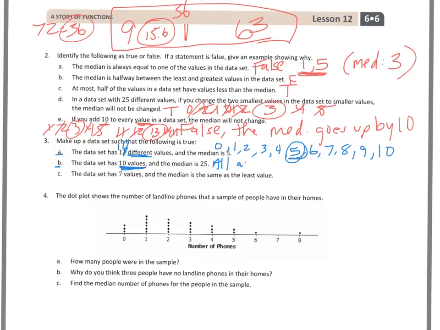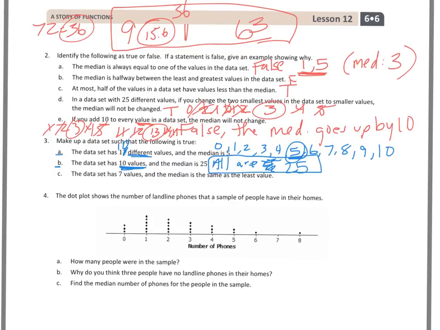So all my values are going to be 25. So the median has to be 25. That means the mean is going to be 25. That means my mean absolute deviation is going to be 0. Easy enough for me to figure this out. So that's my easiest data point right there, is that all of them are going to be 25.